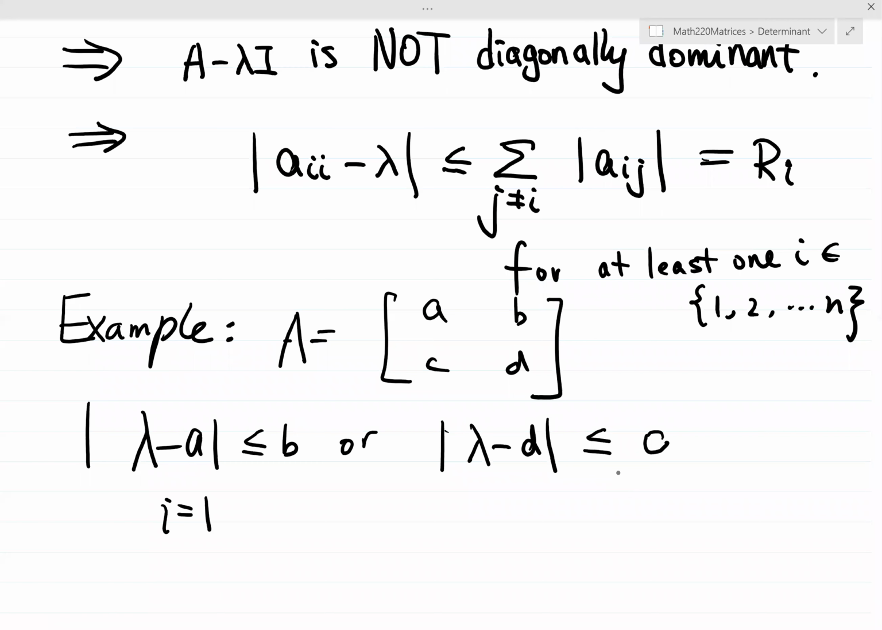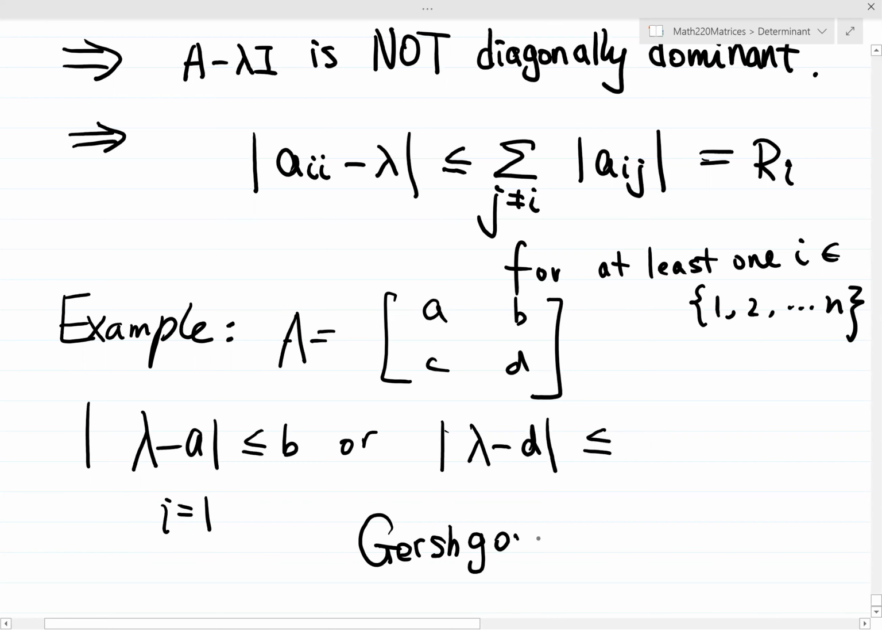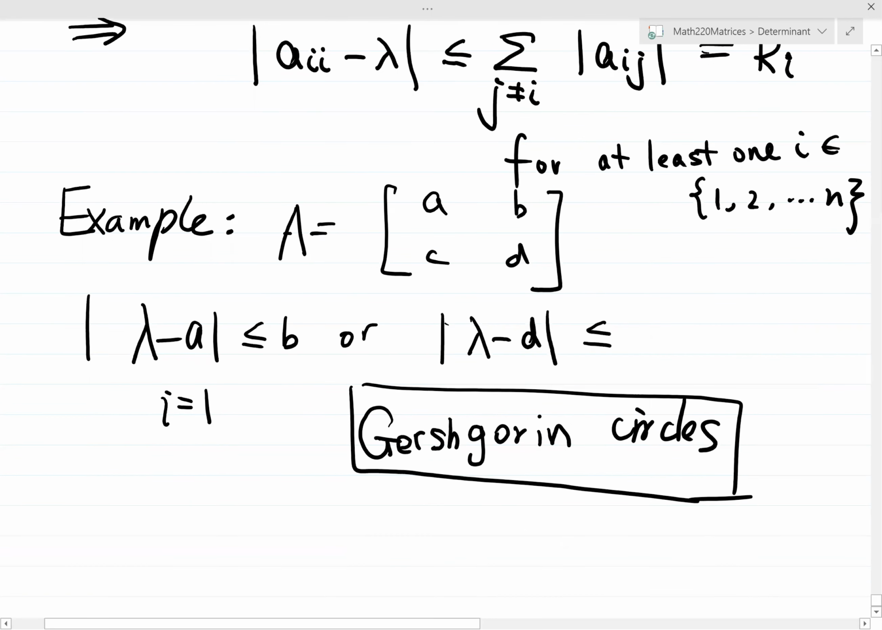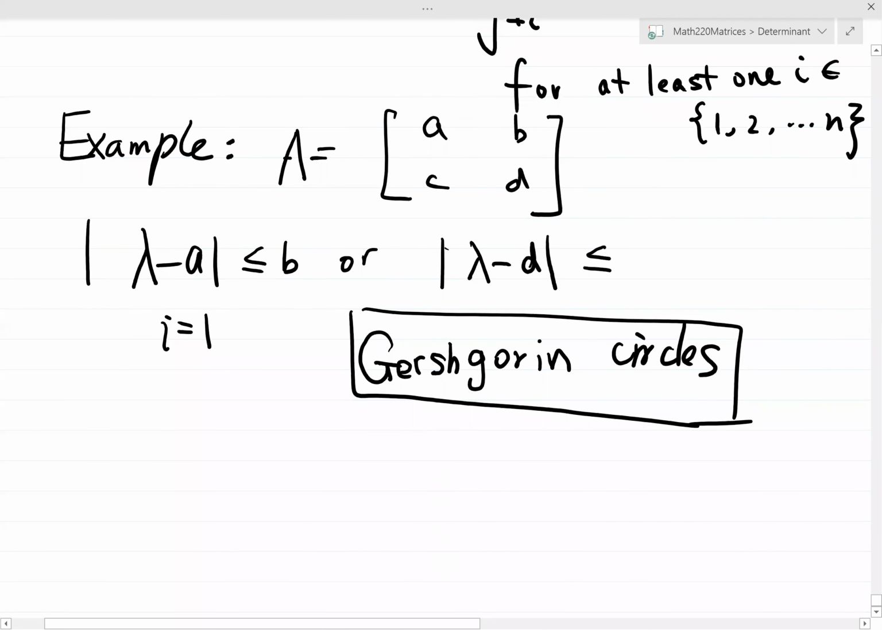These circles are called Gershgorin circles. So we have a control on how big the eigenvalue can be. We have a control of the eigenvalues by these circles.